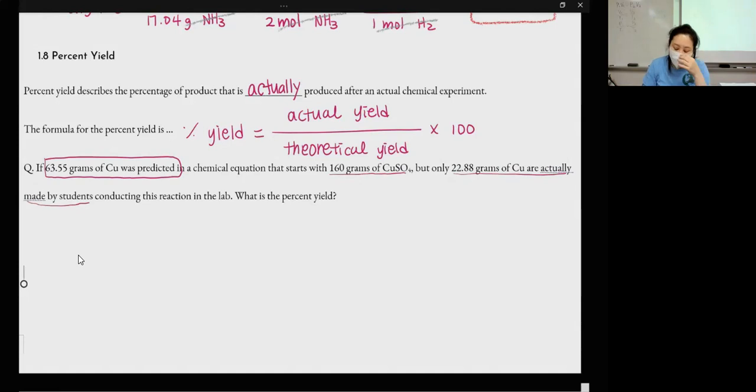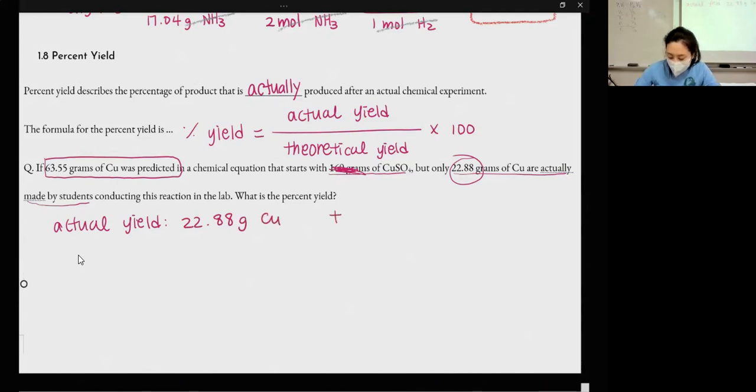Okay, so I hope you don't get confused by 160 grams of CuSO4 because that's something that you start with. It's not even talking about the product. So this is not something that you want to pay attention to, but the second mass, which is 22.88 grams of Cu, which is actually produced. So the actual yield would be 22.88 grams of Cu.